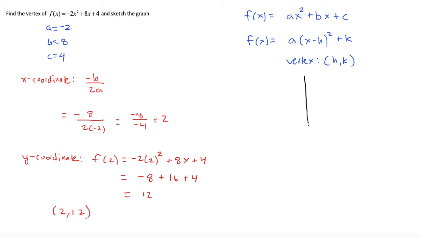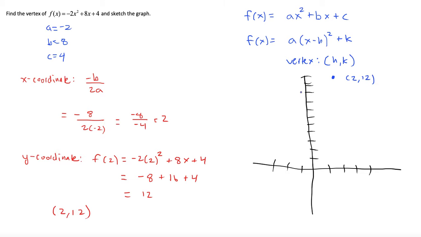So let's just draw a rough sketch here. We're not going to be exactly perfect here, but we'll draw the x points, and then we'll draw the y points here. And we know that our vertex is at 2, comma 12. So all the way up here, that's the point 2, comma 12. Now we notice that in this case, a is negative. A is a negative value, which means that our parabola is actually going to open downwards.